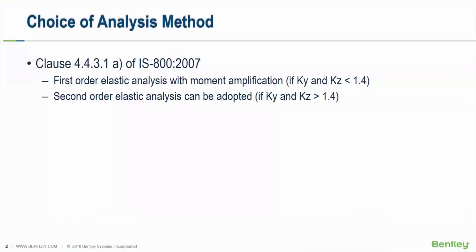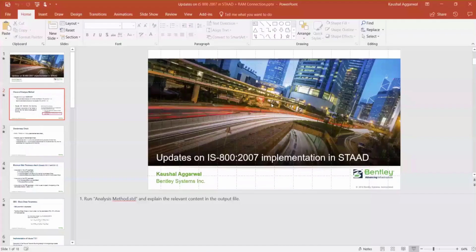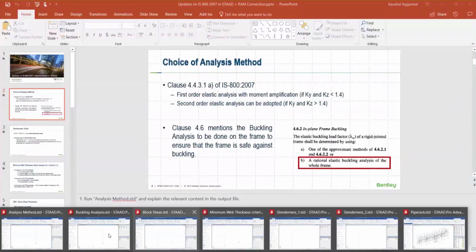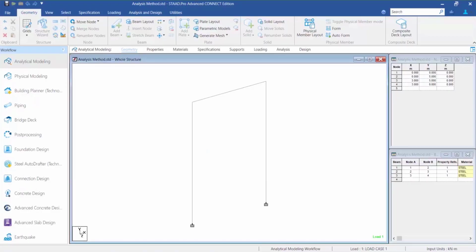First of all, inside STAAD we are now conforming to clause 4.4.3.1 of IS 800-2007, which specifies clearly that if the moment amplification factors are more than 1.4, you should go ahead with a second order analysis. Let me open a model to show how STAAD throws that warning to you, and how it can be simplified. Analysis methods. There we go with the first model.